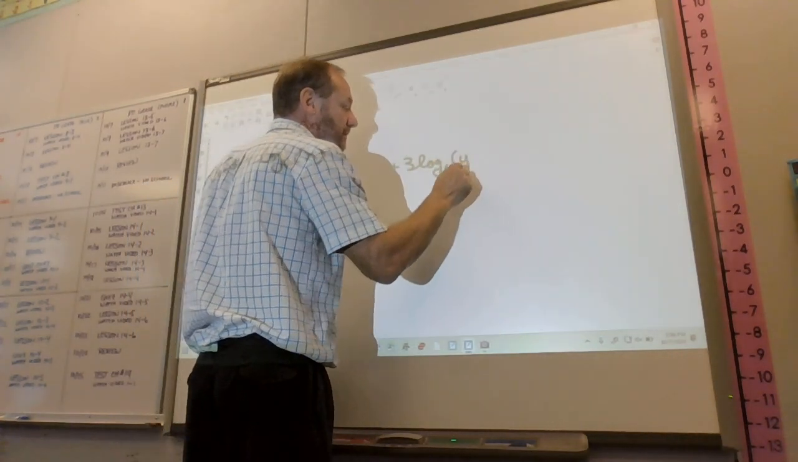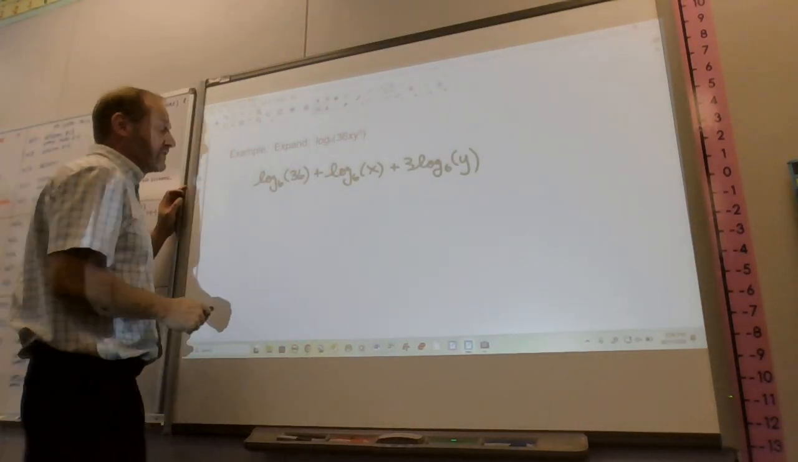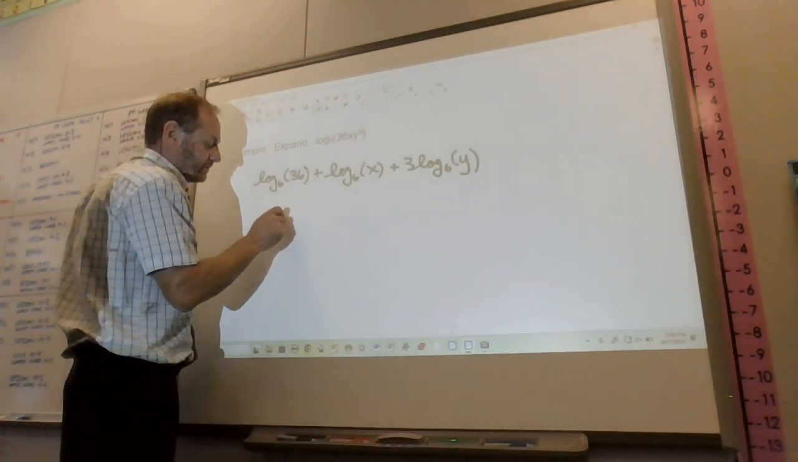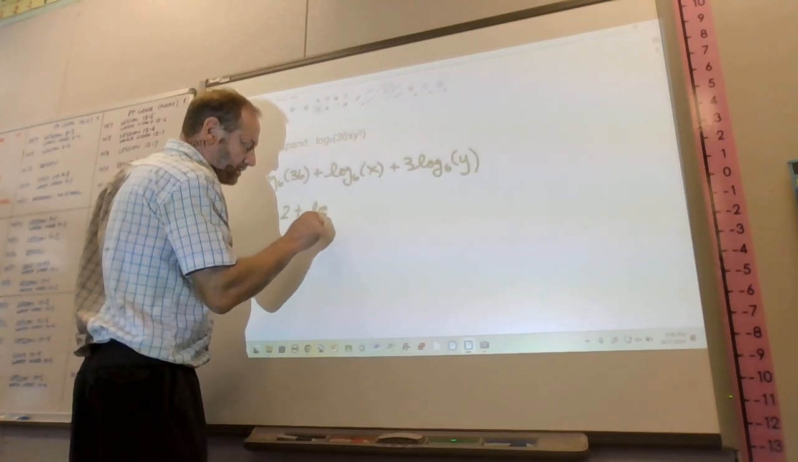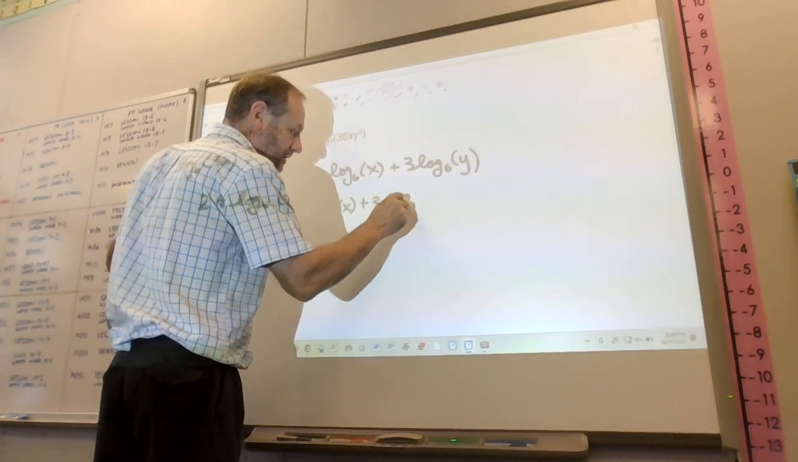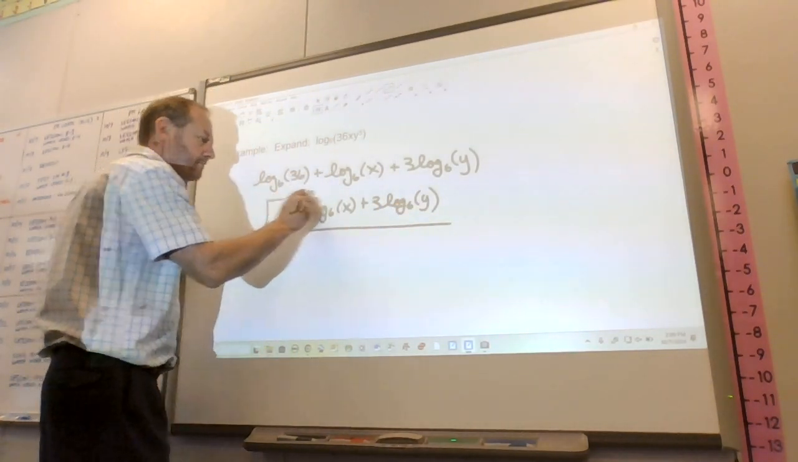y. Now, I can simplify this because the log base 6 of 36, remember this is 6 to some power equals 36, that's going to be 2. So this simplifies to be 2 plus log base 6 of x plus 3 log base 6 of y, and I'm done.